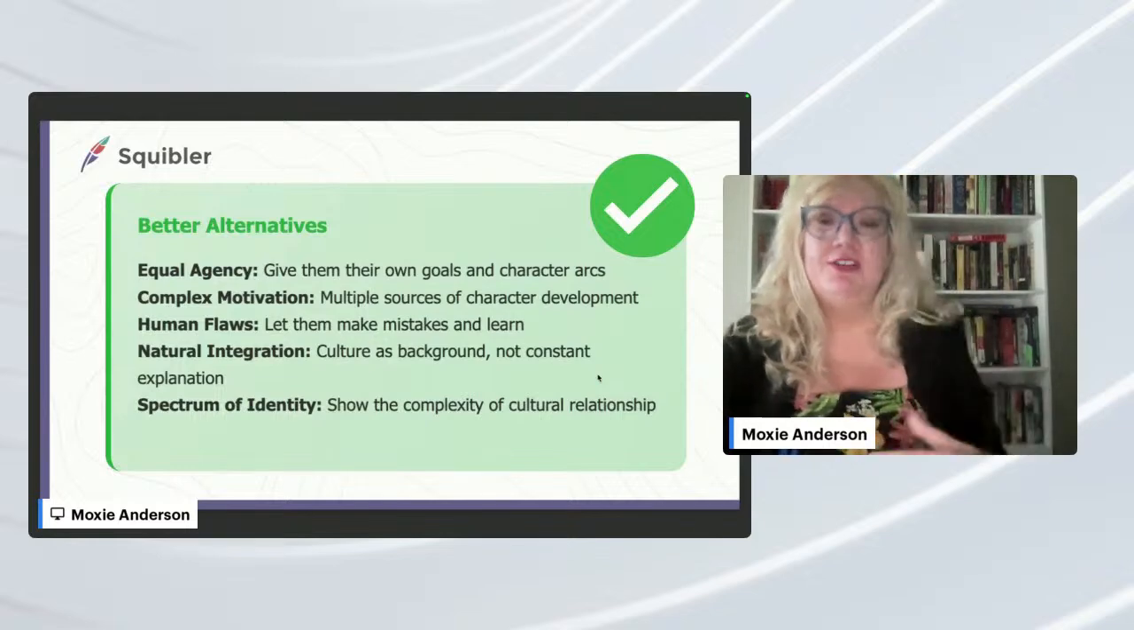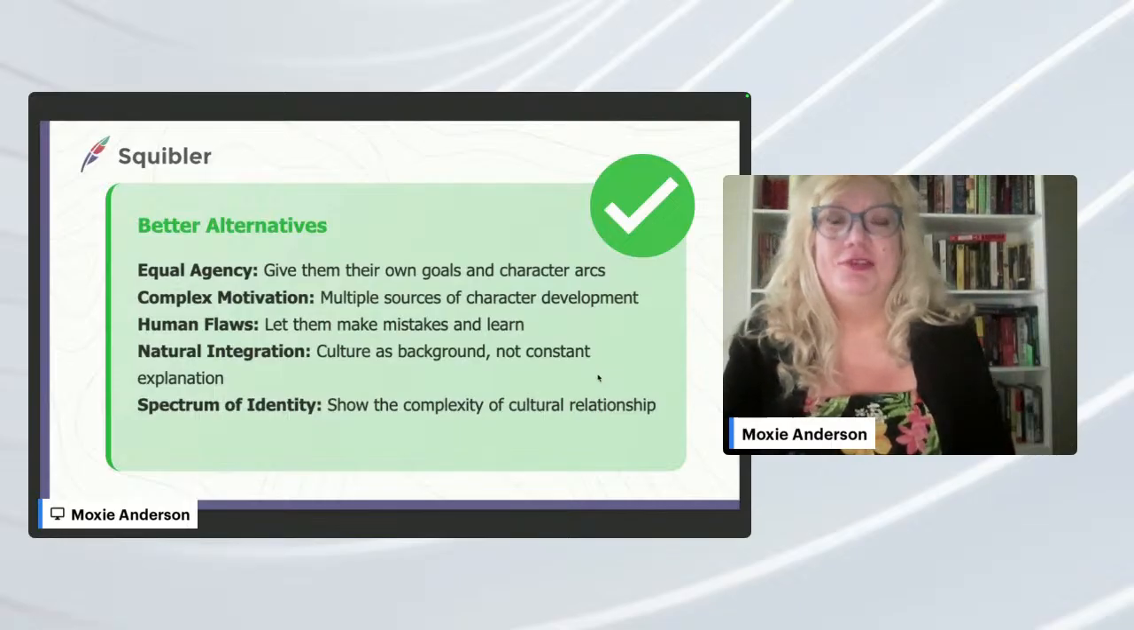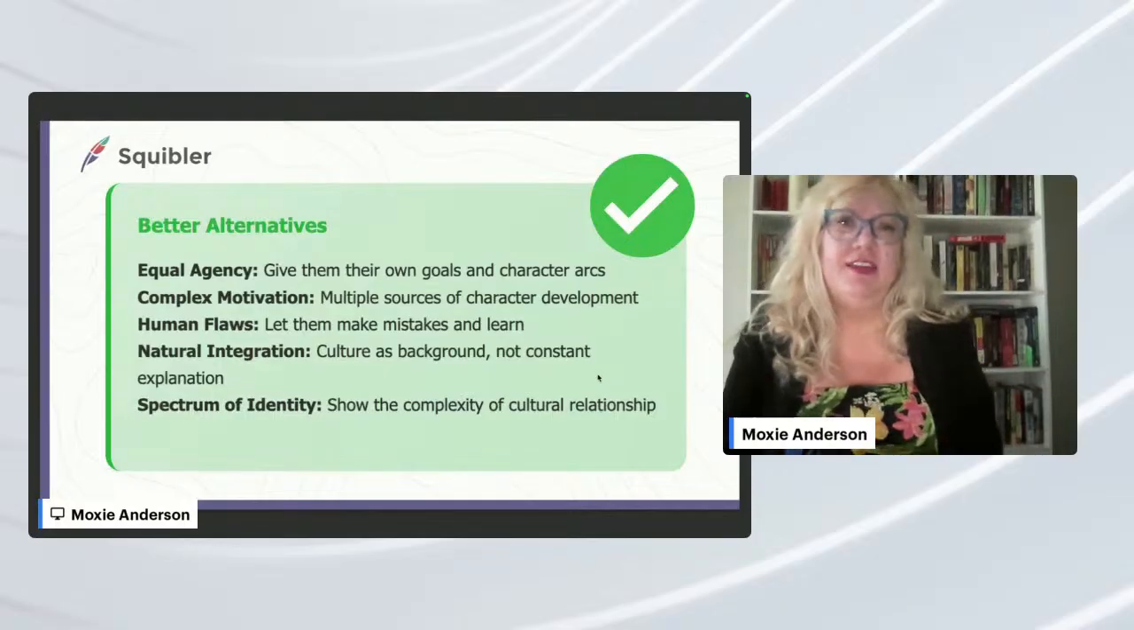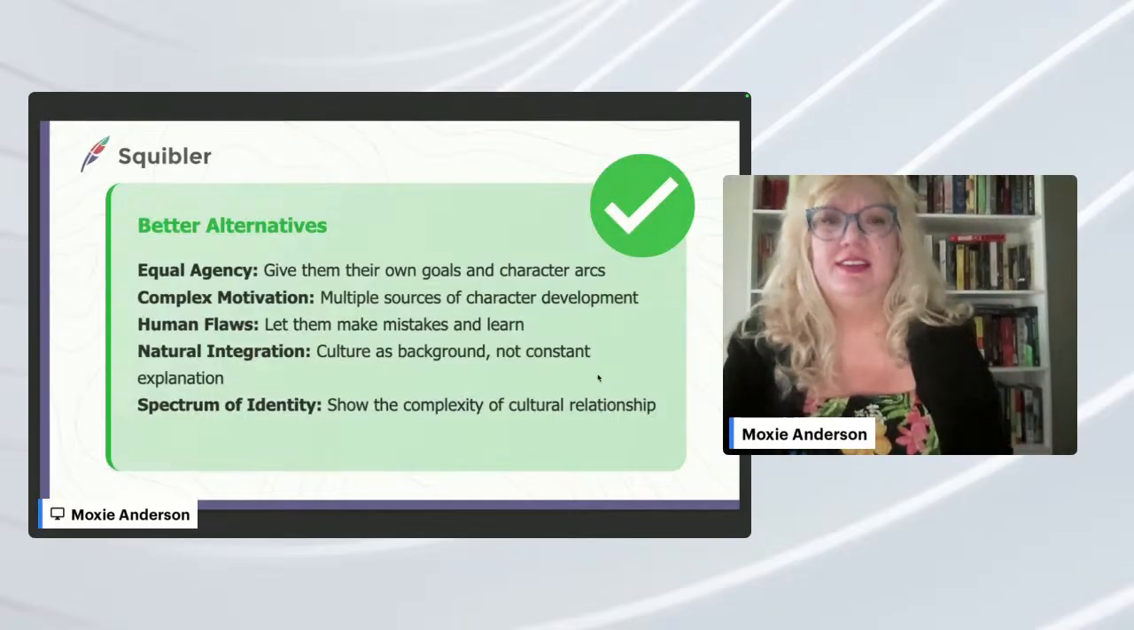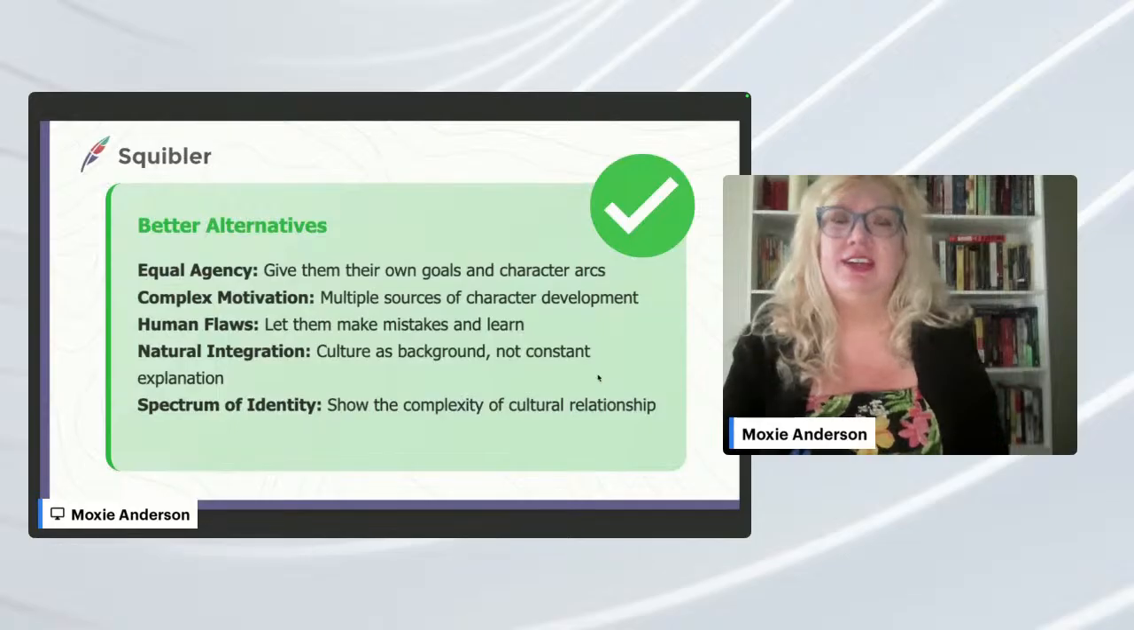You want to integrate your characters and the culture seamlessly. You want to have the culture as a background, but not a constant explanation. So you don't just have a character who's explaining the culture. And again, think about including a spectrum of identity that shows the complexity of cultural relationships and not just a binary system where one is fully immersed and integrated into society versus someone who is not.